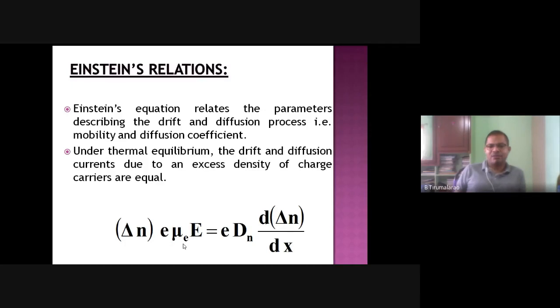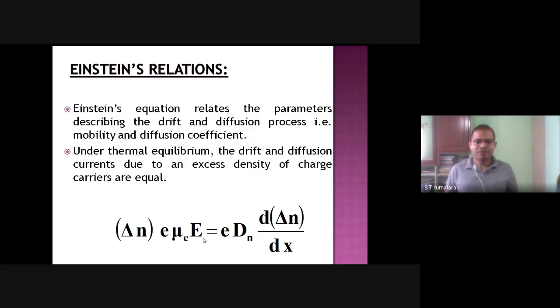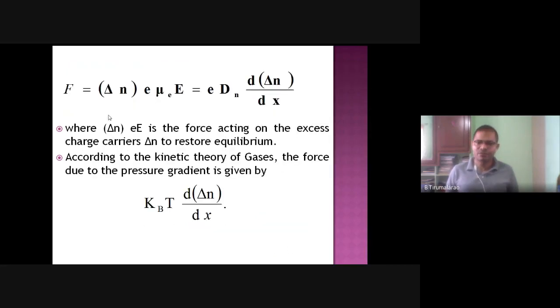That's why I can write the equation like this. Here delta n means the change in concentration of electrons, and it is equal to e Dn d(delta n)/dx. Similarly, this is written as F. What is F? The force. What is the force acting on the electrons? So this term, n e mu E, is equal to force.